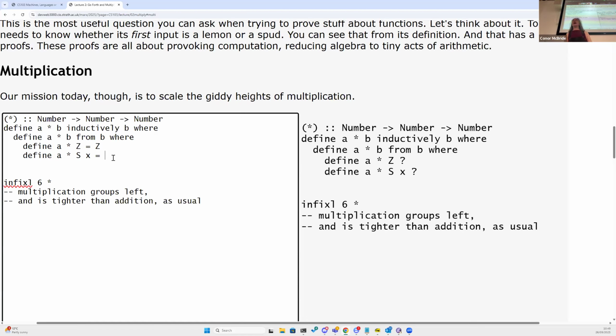And then if we want to add up successor of X copies of A, we better add an A, and then some more. So we still need another X of those. We've got the first A corresponding to the successor.